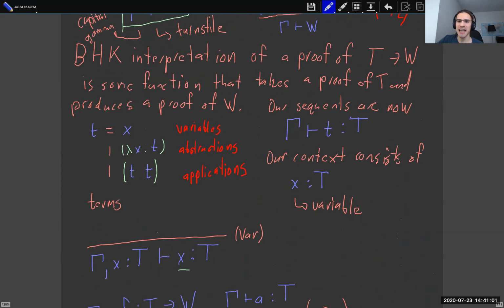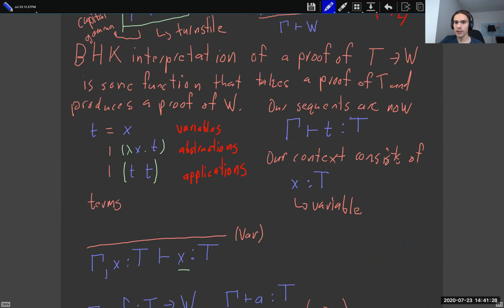The assertion that T is provable is the same as saying there is some proof term, so that the second sequent is valid. Here, I'm not just telling you that T is provable. I'm actually giving you a proof. And the proof is going to be a lambda term.